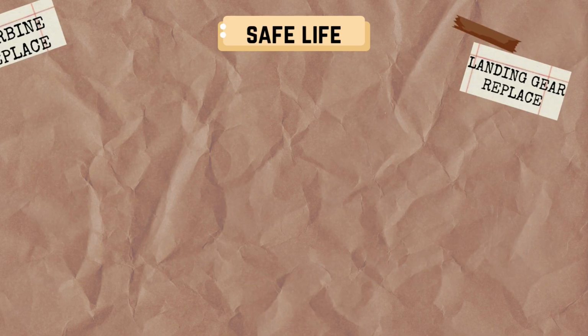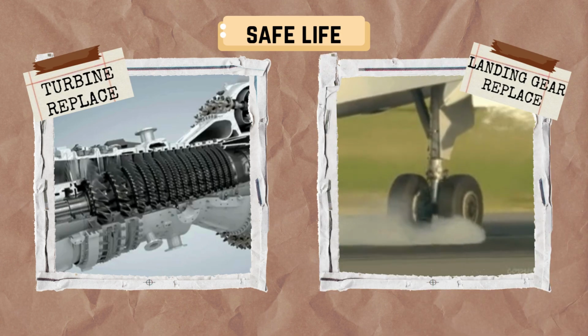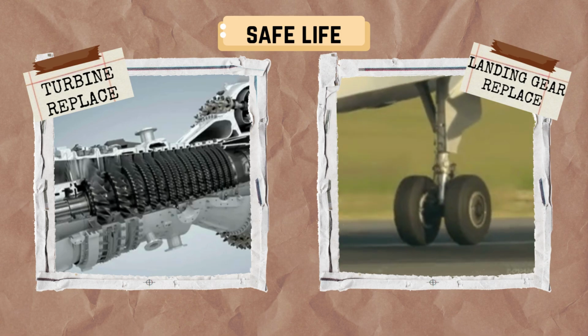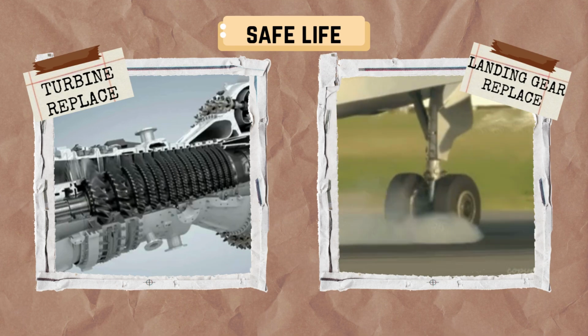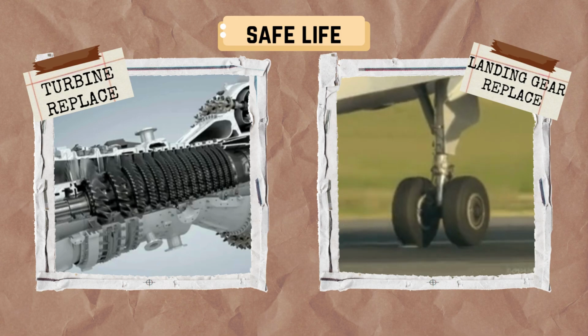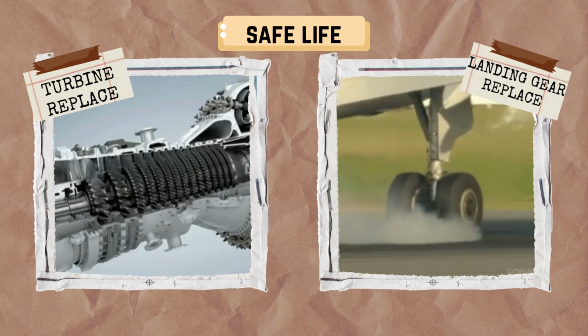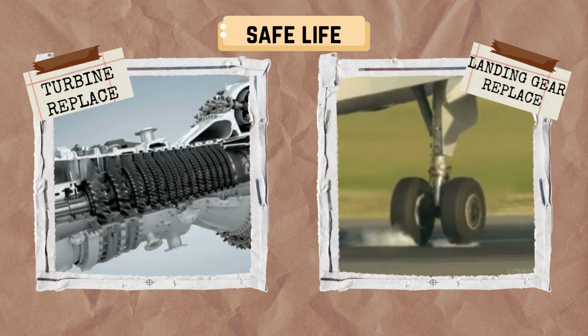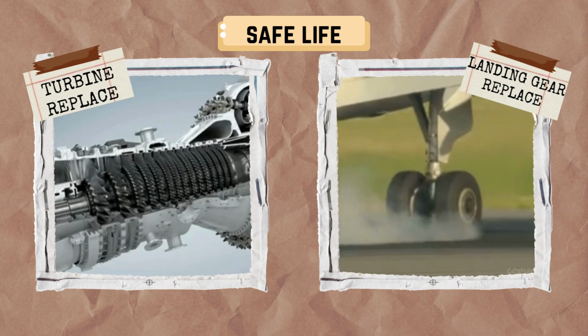On the other hand, with safe life design, like the turbine blades we discussed, we replace parts before they fail, based on how long we expect them to last. The landing gear is another example of the safe life. Since it undergoes intense stress every landing, it's replaced at a set interval to prevent sudden failure.